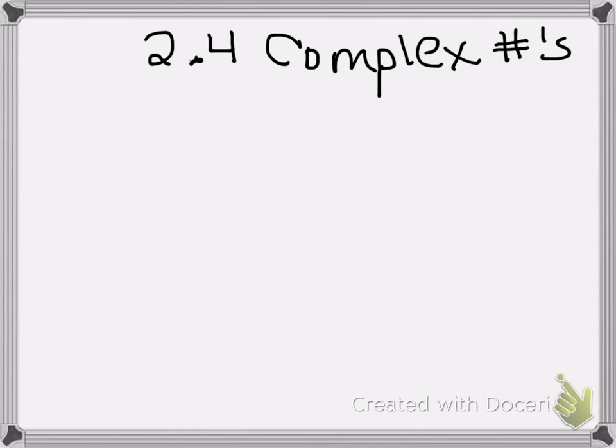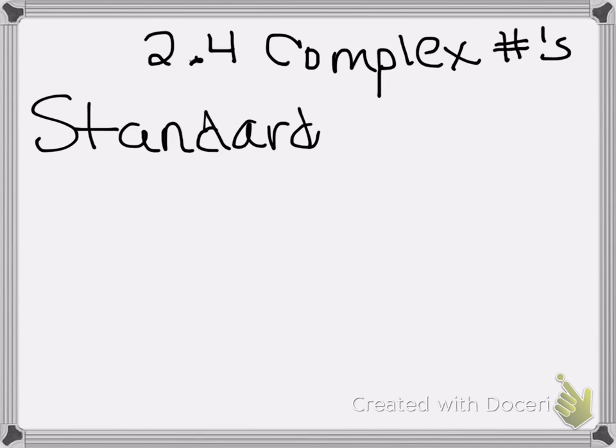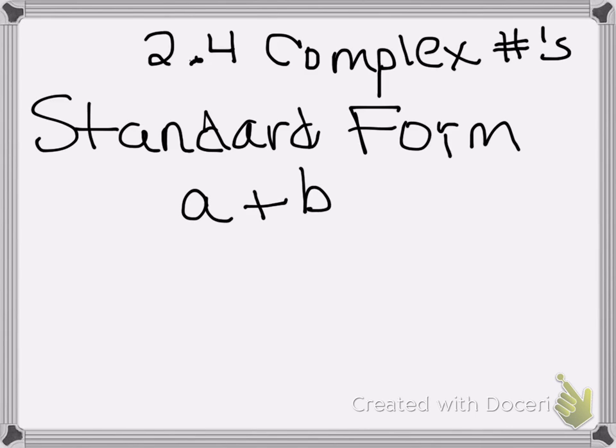So what we're going to do is start off by talking about standard form for a complex number. Standard form is going to be a plus bi. a is going to be your constant, and bi is going to represent your imaginary part. So first we're just going to talk a little bit about adding complex numbers. It's really easy.